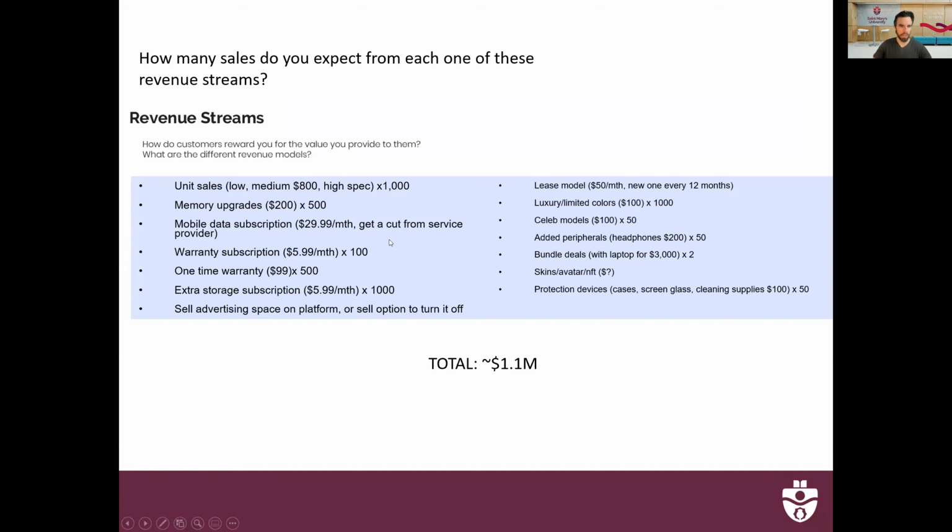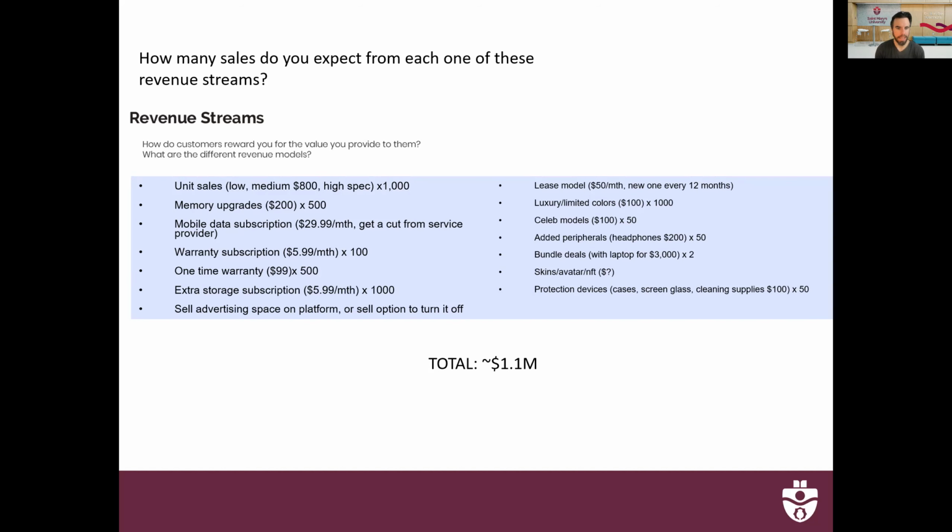We finished the last one looking at cost structure. So I went back to our revenue stream block and filled in some sample sales numbers. Obviously, these sales numbers are way lower than you would ever want to see for this sort of business, but it's just something to work off of to have something to talk about. So I'm assuming that we're going to sell about 1,000 of our $800 units. We're going to sell approximately 500 memory upgrades at $200 a piece, 100 warranty subscriptions, 500 one-time warranties at $99, and you can go through and see the rest of those there.